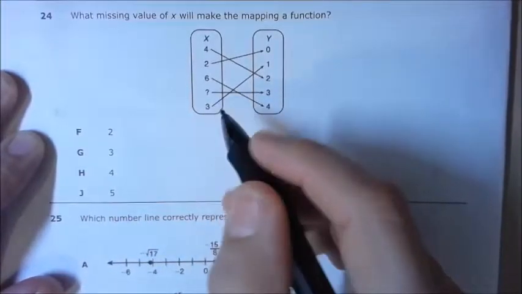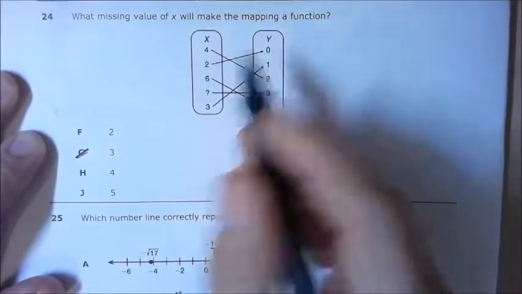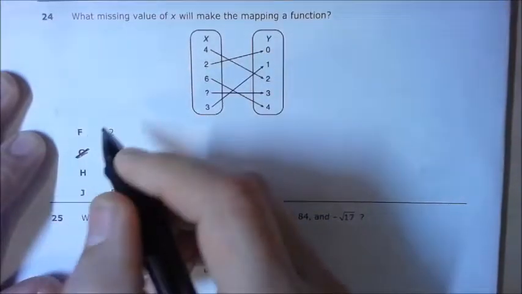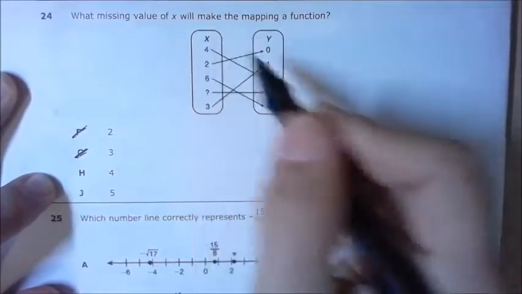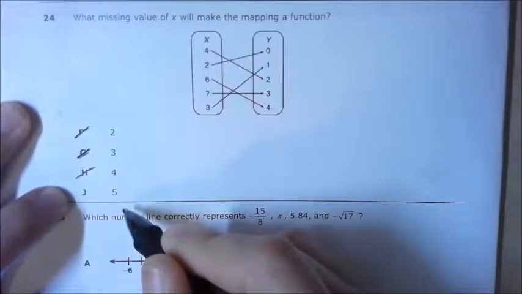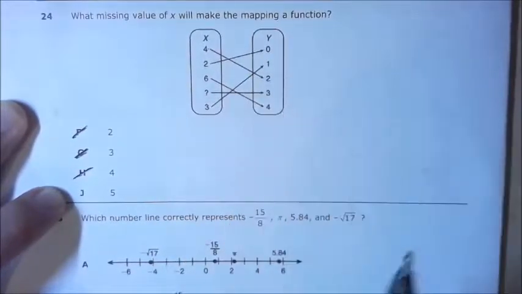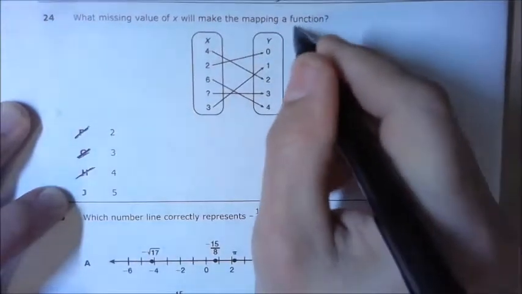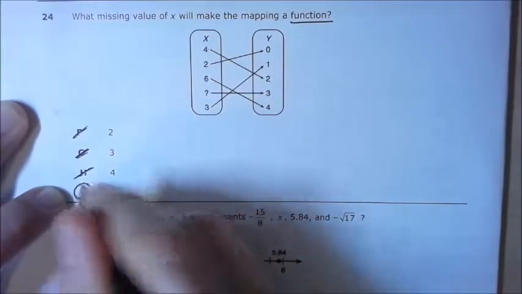We already have a 3, so we can't have a 3. We already have a 2, it says it's 0, and so we can't have a 2. And let's see, we already have a 4, it's 2, so we can't have a 4. And that leaves 5. So 5 is the only number we could place in there where it would still remain a function. Because remember, a function doesn't have any repeating x values. So J is the correct answer.